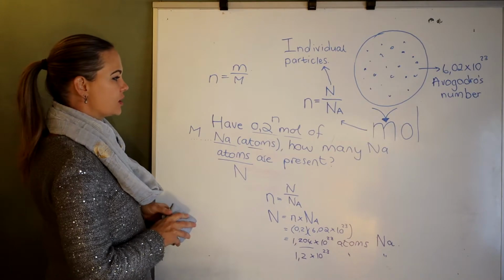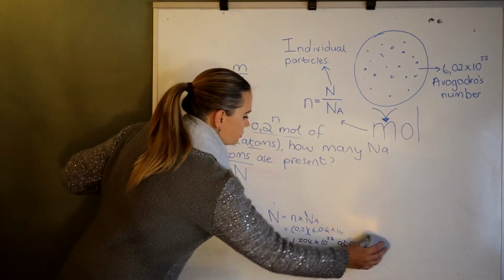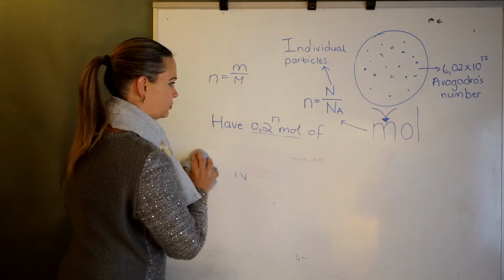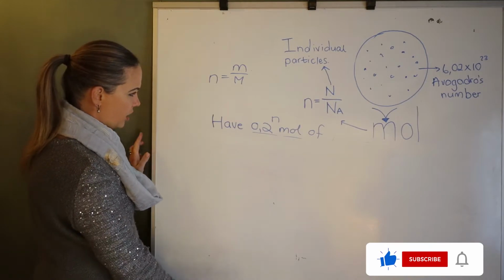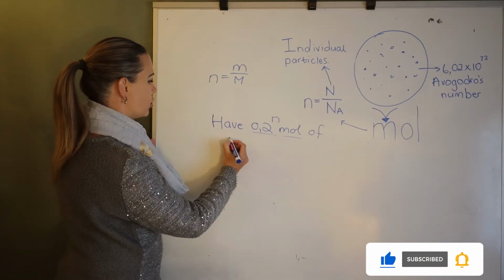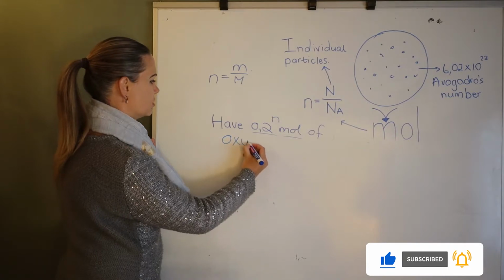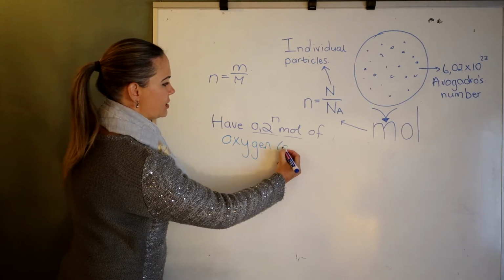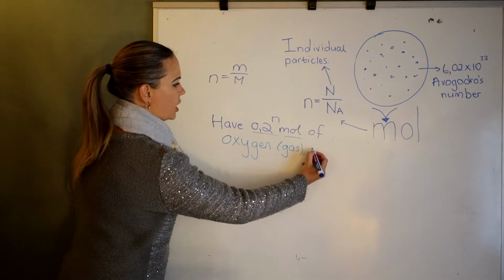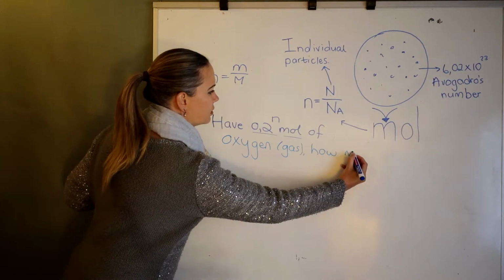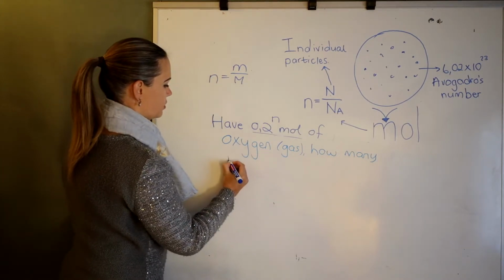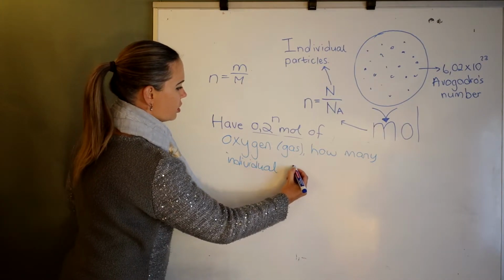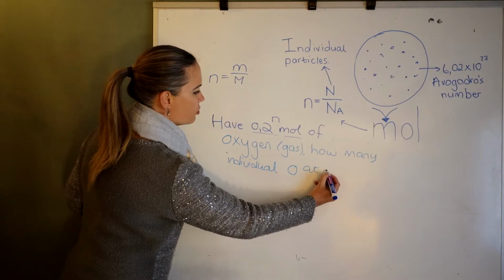A more difficult example. So we have the same number of moles of oxygen. We know oxygen is a gas. How many individual oxygen atoms are present?